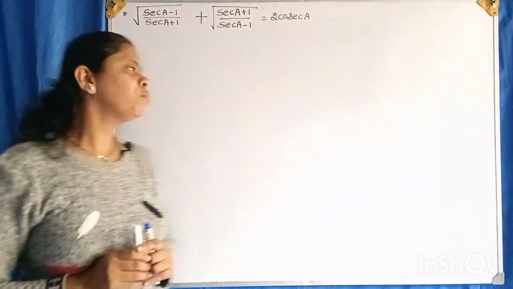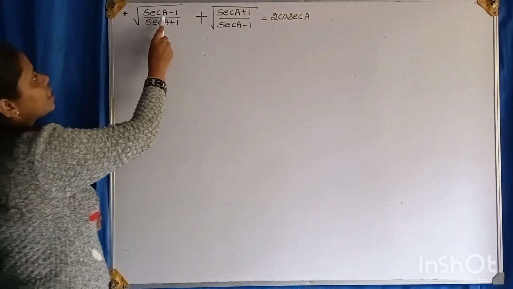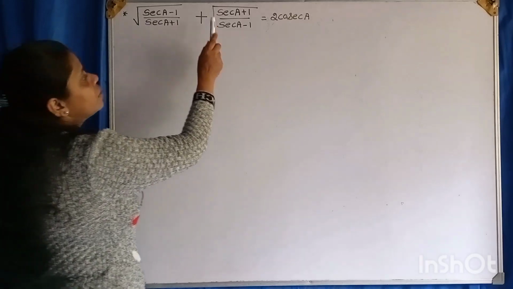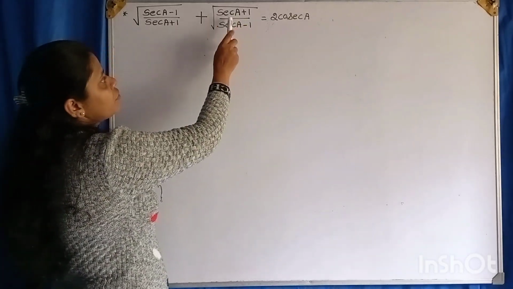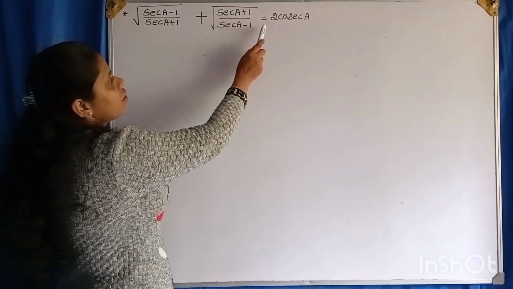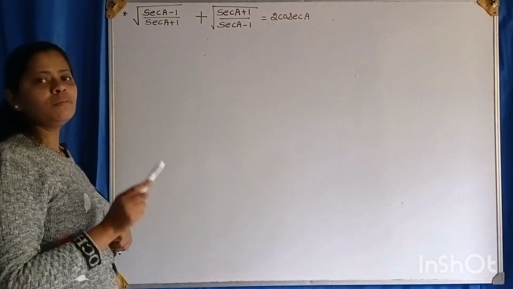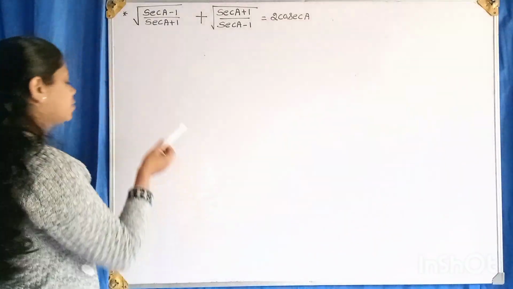Now let's solve this problem. Square root of secant a minus 1 divided by secant a plus 1, plus square root of secant a plus 1 divided by secant a minus 1, is equal to 2 cosecant a. To solve this problem, first let me write down the LHS.